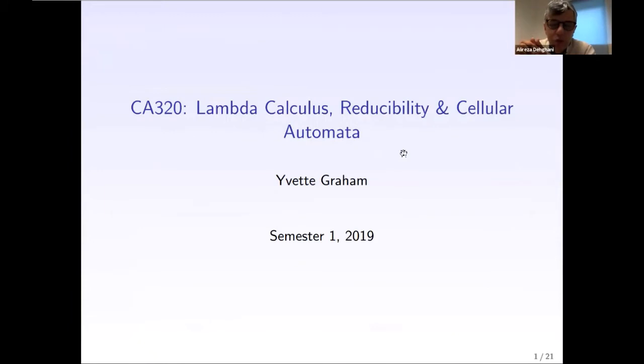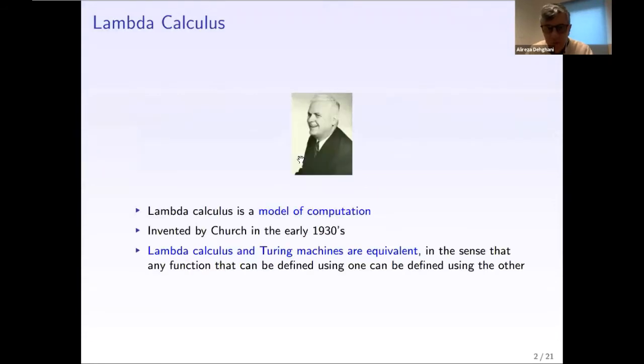If you remember, I told you the Church, the supervisor of Turing, was the guy who worked on the Lambda Calculus, and it was an interesting topic. And altogether, they are very similar to the Turing machine. They are a little bit different in terms of the way they talk about things, but they are talking about the same thing. What is the Lambda Calculus?